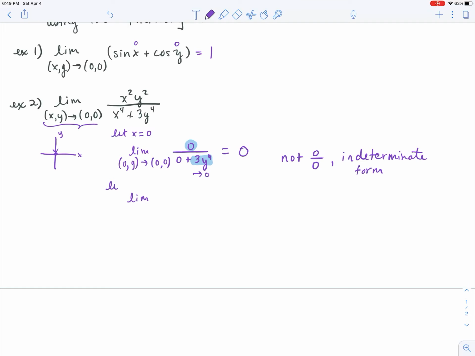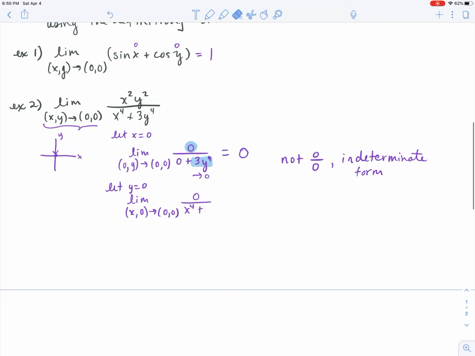And then we can go and let y be 0. So let's see, (x, 0) approaches (0, 0). And then what we're going to have is, again, 0 over x to the fourth plus 3y squared, whoops, to the fourth. I'm sorry, this last part was supposed to be 0. Which is, again, 0. Okay, so far we're nowhere.